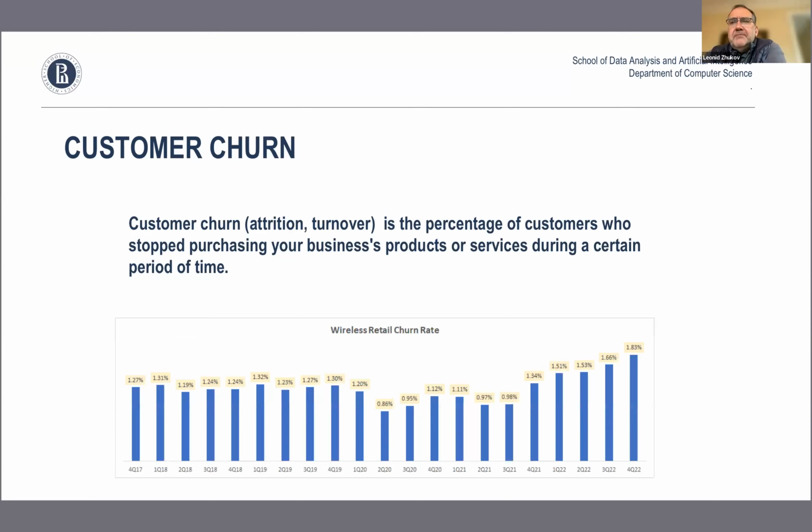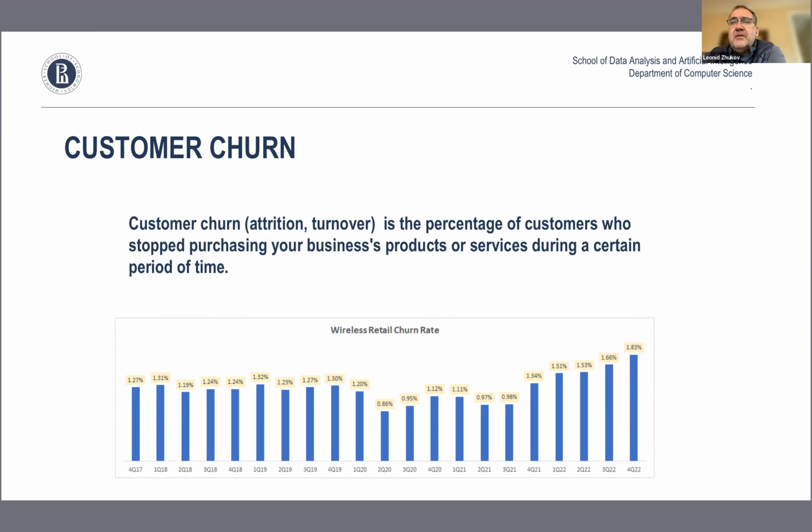So if we look at churn, and this is also from open source public data, this is for Verizon. If you notice, churn here is measured per quarter, right? But you can discuss churn per month or churn per year.